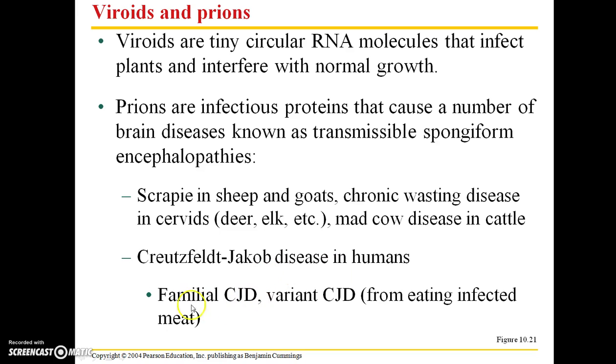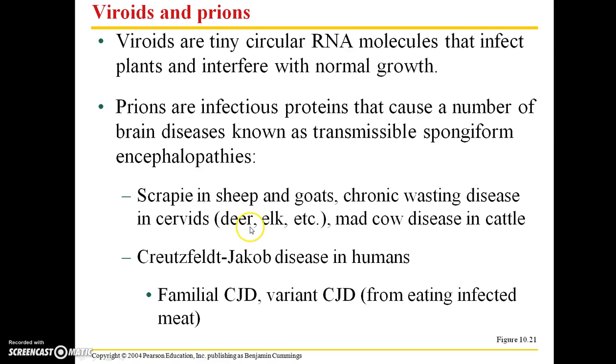There are 2 different types. There's familial CJD, which can be passed on in families, and then there's variant CJD, which occurs when a person actually eats infected meat. So if a person eats infected meat from a cow that had this mad cow disease, or from a deer that had chronic wasting disease, they can actually acquire variant Creutzfeldt-Jakob disease.